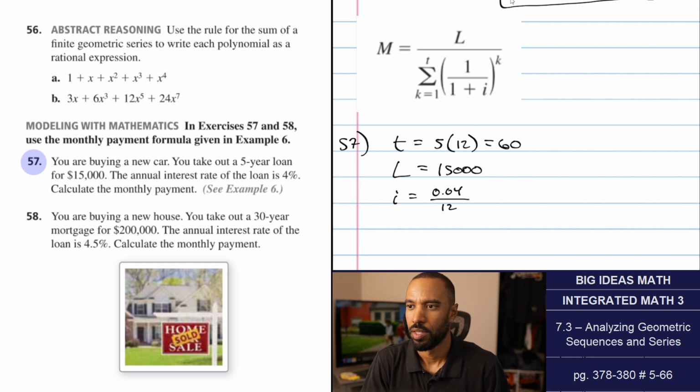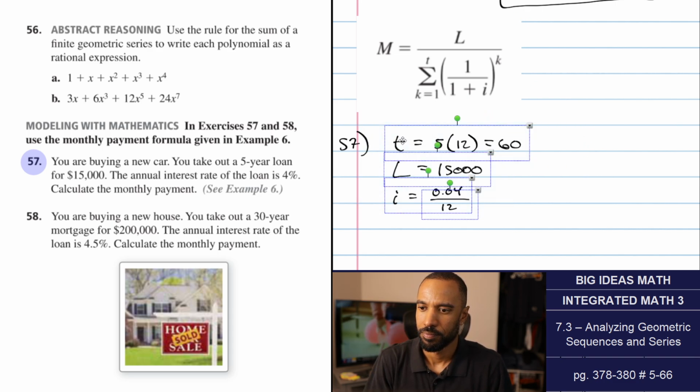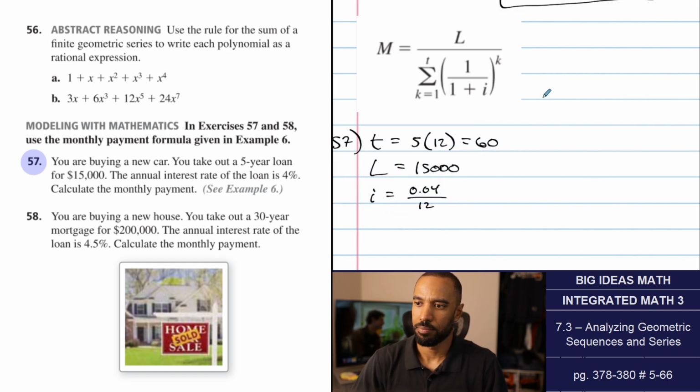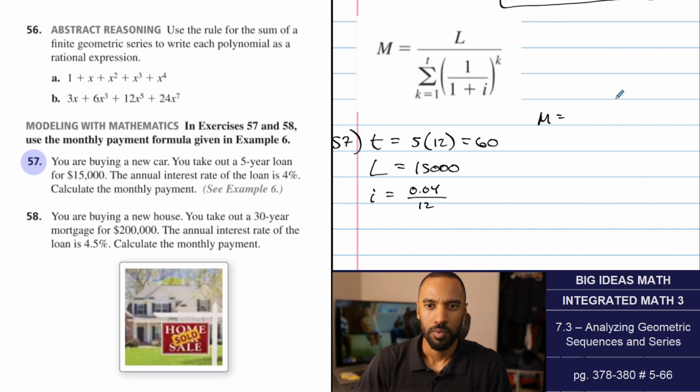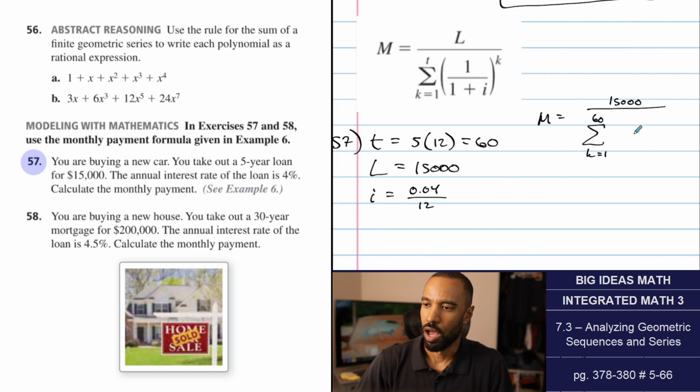Calculate the monthly payment. Okay, so given that, I'm trying to see where I have room. Okay, the monthly payment is $15,000 over the sum from K equals 1 to 60 of 1 over 1 plus 0.04 over 12, to the K power.